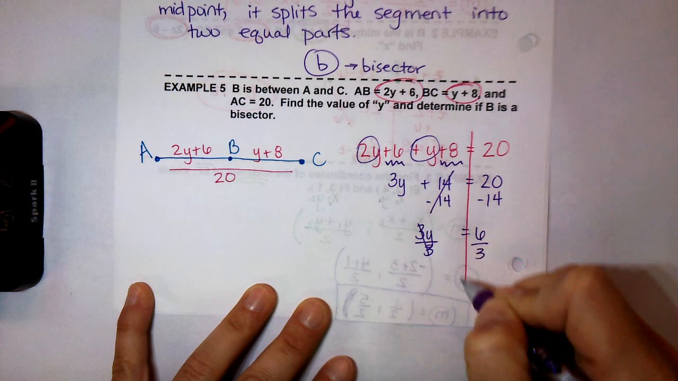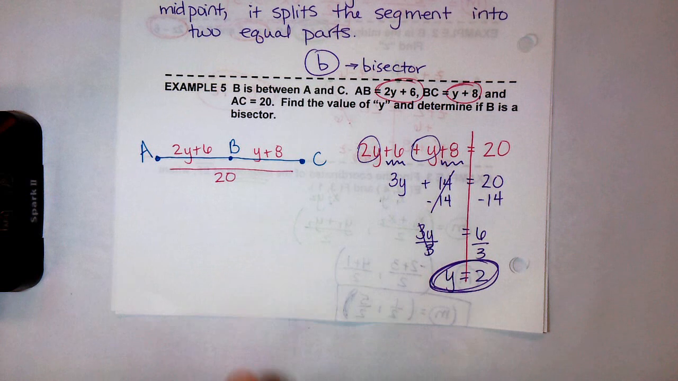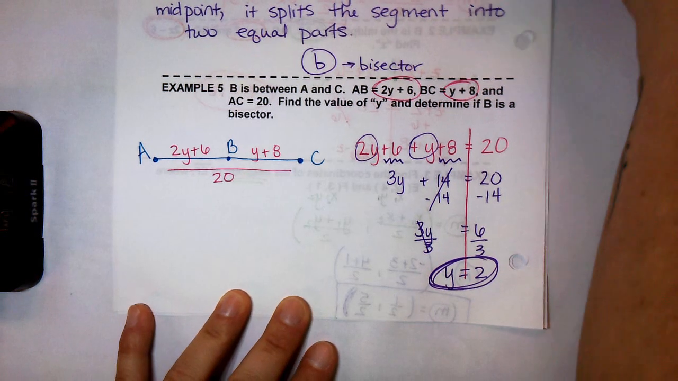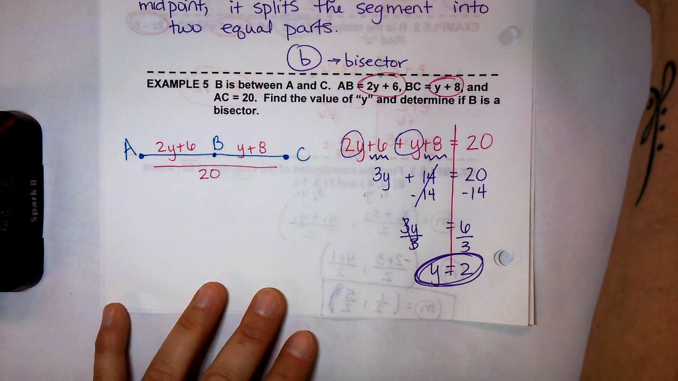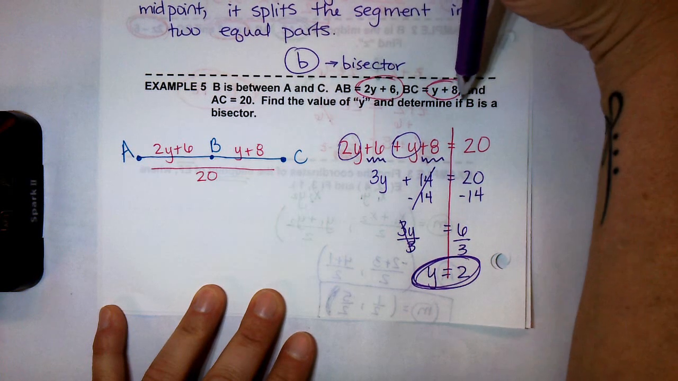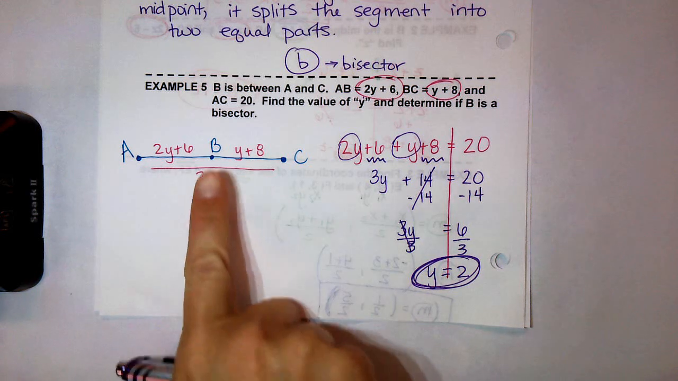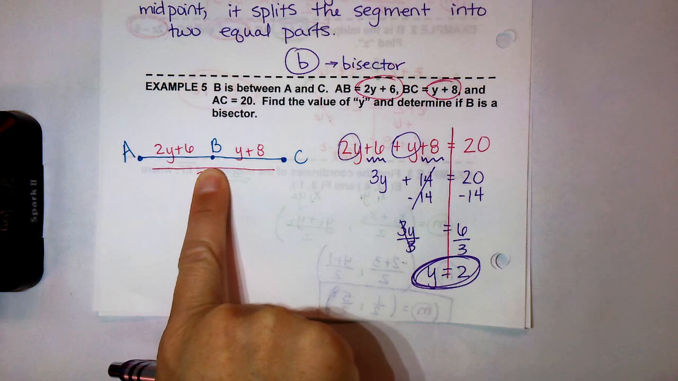Good. So y equals 2, and now I need to go back and reread the problem to make sure that I'm answering everything they want. So they want, find the value of y and determine if B is a bisector. So I do have one more piece. They want to know, is B a bisector? So what does bisecting mean? It's in the middle.